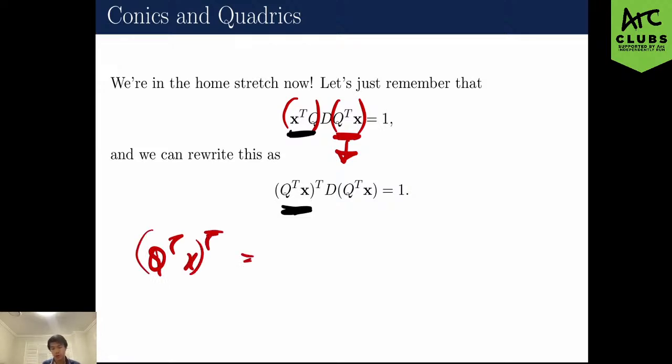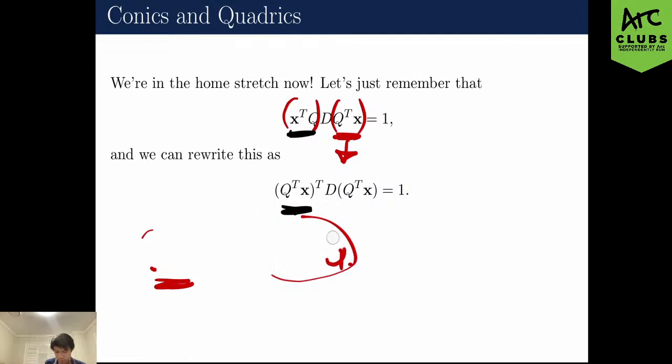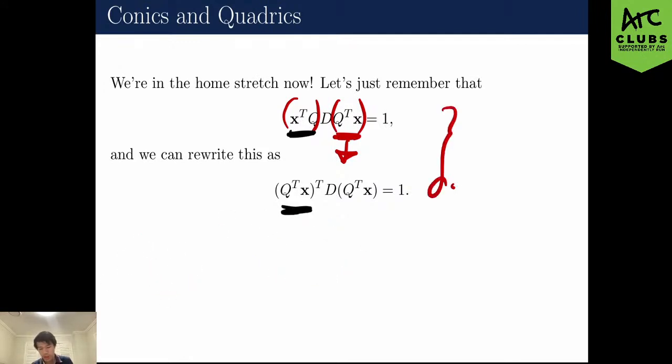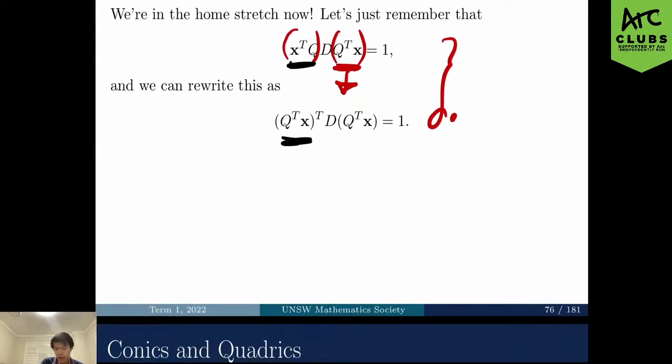If you take the transpose, you take the transpose of both terms, and you switch the order. So x transpose q is equal to q transpose x transpose. Remember this transformation, it's really important. Because what that means now is if we replace q transpose x with some other variable, capital X, then we've got exactly what we want.